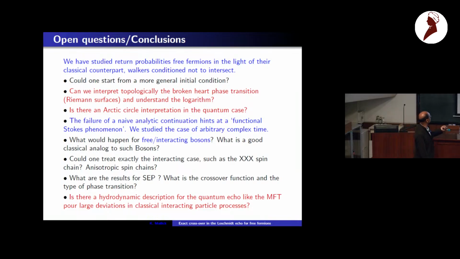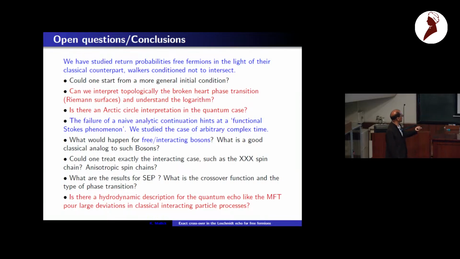The fact that we cannot do analytic continuation blindly means that you have a change of behavior when you do the weak transformation from T to IT. So it means that somehow there's a kind of Stokes phenomenon in this functional space that we don't understand. We would like to do similar calculation for bosons, but bosons do not have determinants, and they are much more complex to deal with. I don't know what would be the classical analog to bosons. And here we really relied a lot going from quantum to classic. I don't know what is the classical analog to bosons.